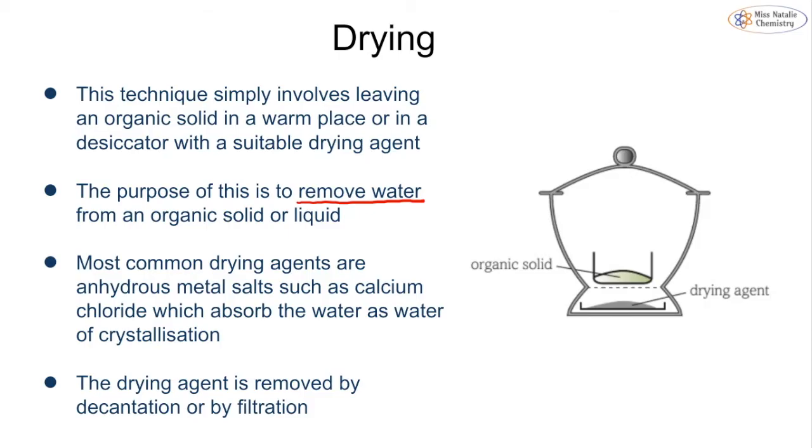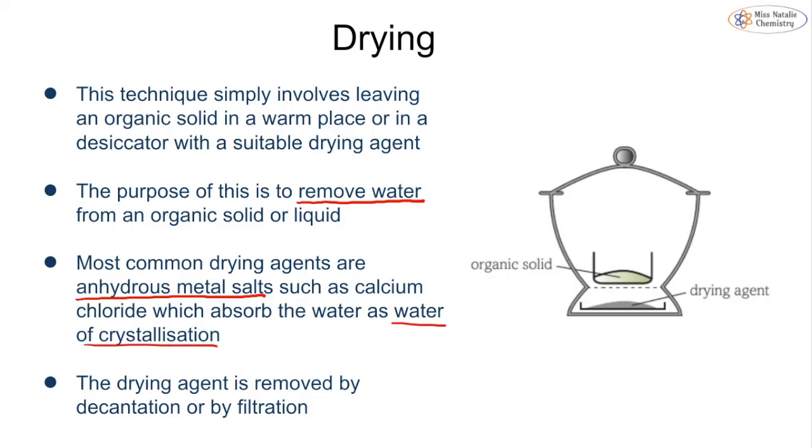The purpose of this is to remove any water from an organic solid or liquid. We typically don't want any water in our organic solid or liquid because it causes an impurity. We don't want it to be there, we want it to be pure. So the best way for us to do this is to use a drying agent such as an anhydrous metal salt, such as calcium chloride or silica gel, and that allows it to absorb the water as water of crystallization.